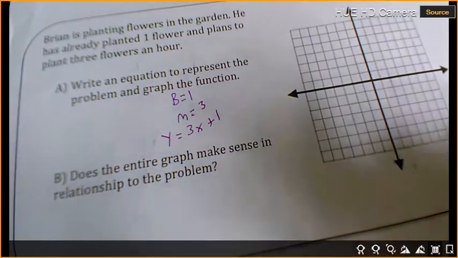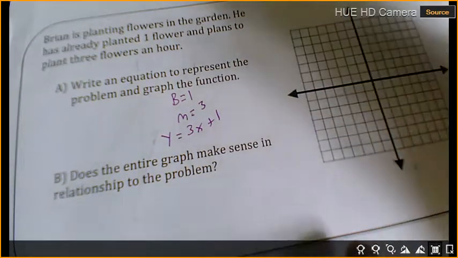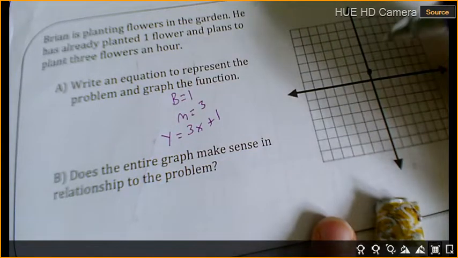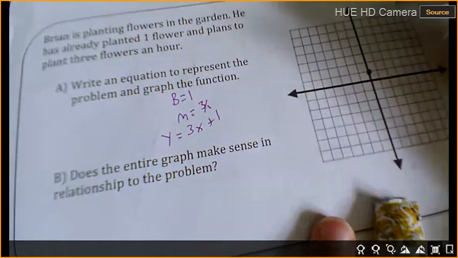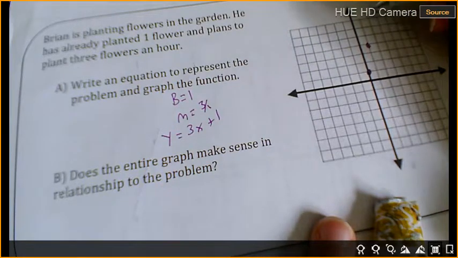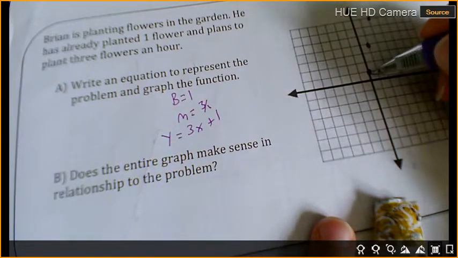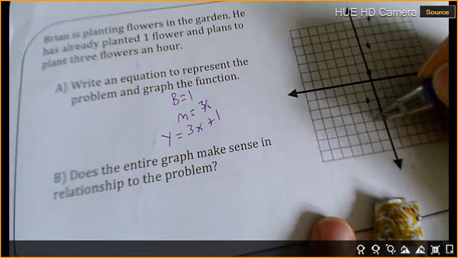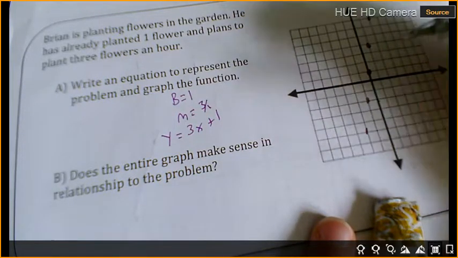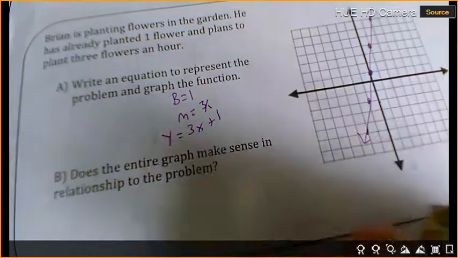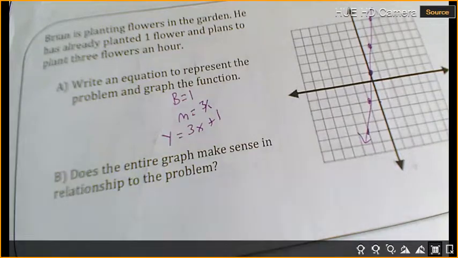Okay, so now I'm going to go over here and graph it. What point do I start at? 1. Then I do up 3 over 1, right? The slope is 3 over 1, so I go 1, 2, 3 up, to the right 1. Or I could go down 1, 2, 3 to the left 1. That's my line.